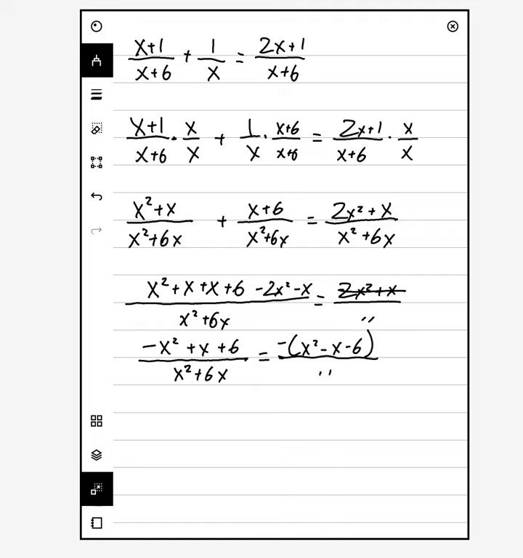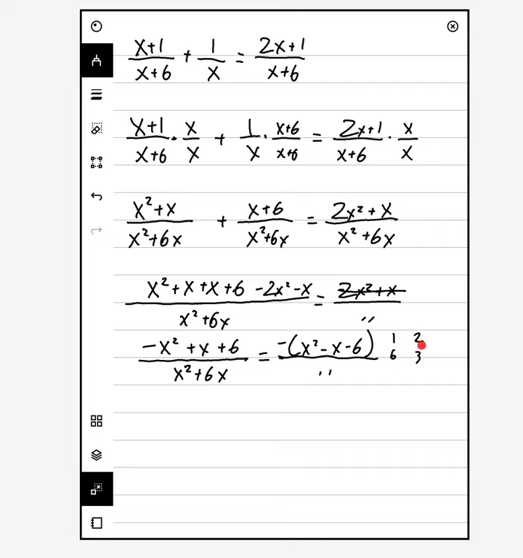And then tell me this. Can you think of any factors that come out that when you multiply two numbers, you get negative 6, and when you add them, you get negative 1? So let's think about the pairs. It'd be like 1 times 6, 2 times 3.